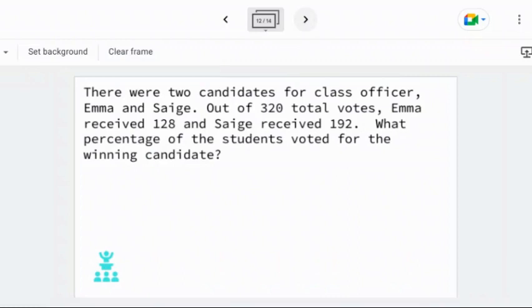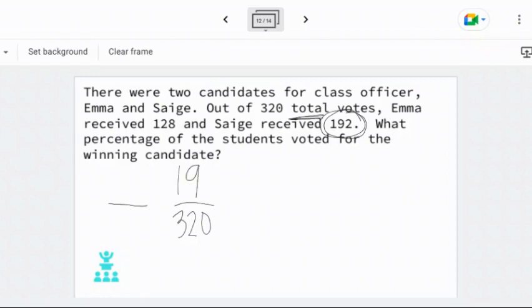Okay, let's check. There were 2 candidates for class officer, Emma and Sage, out of 320 total votes. So that's the whole. It tells you total and whole, I mean, the same thing. Emma received 120 and Sage received 192. What percentage of the students voted for the winning candidate? Well, who won? Sage, because she has more votes.